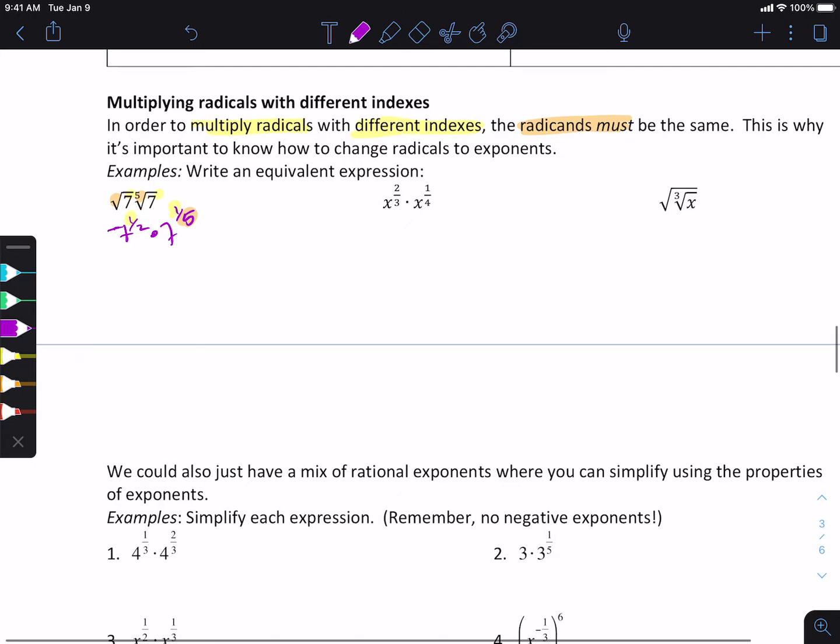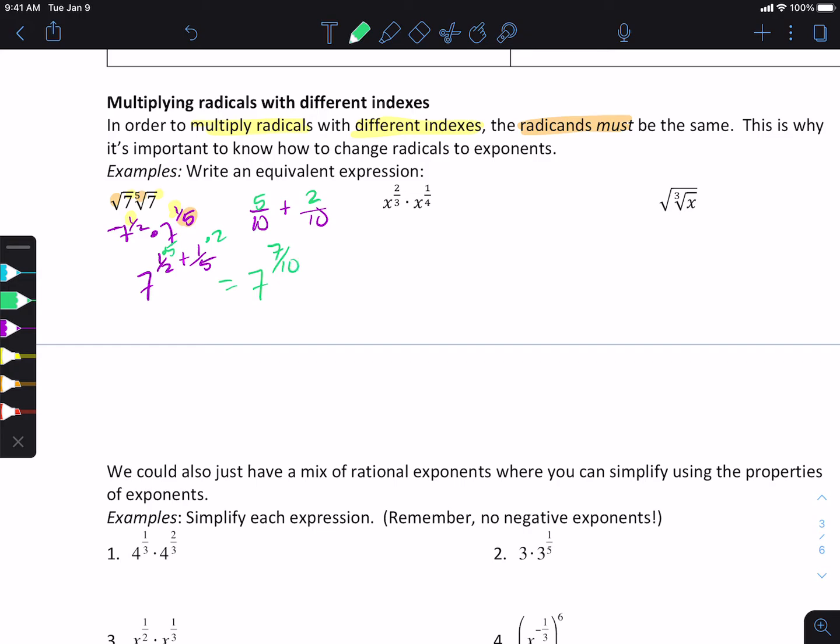So we're multiplying with our bases, so that means we can add our exponents. So I can have 1/2 plus 1/5. So if we remember our fractions, we need common denominators. So the common denominator between 2 and 5 is 10. To go from 2 to 10, we have to multiply by 5, so I multiply the top by 5. To go from 5 to 10, I have to multiply by 2, so I multiply the top by 2. So 1 times 2 is 2. So then I can add, and we do top plus top over the common bottom. So 5 plus 2 is 7 over the 10.